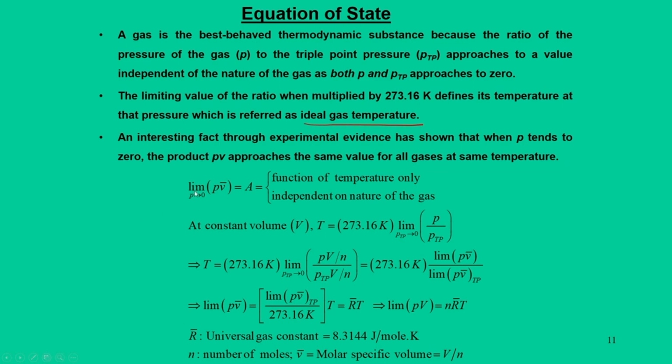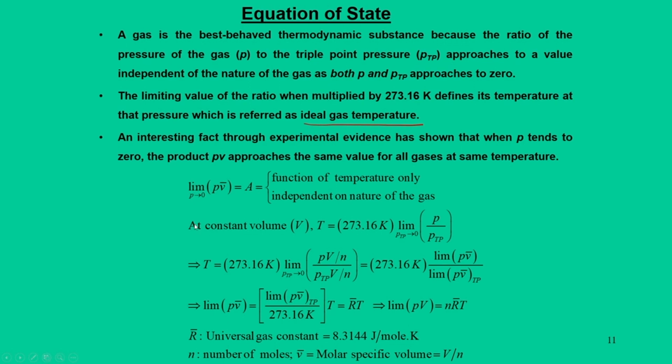So, functionally we can write the limit of P V bar, where V bar is the molar specific volume, that is V by N, N standing for the number of moles. The most important thing here is that we will be doing molar analysis. When you do this molar analysis, instead of R, which is the characteristic gas constant, we should be using the universal gas constant R bar, and its value is 8.3144 joule per mole Kelvin.